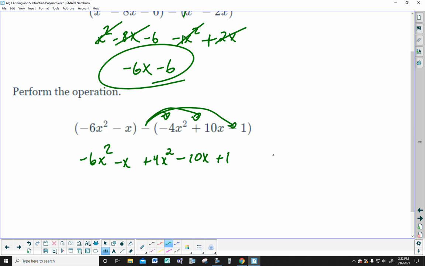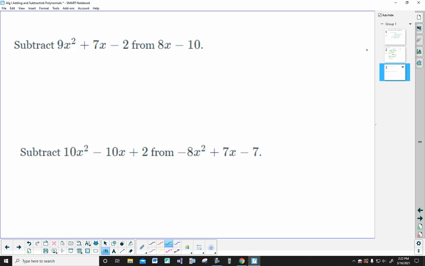Minus 4, or plus 4x squared. So minus 6x squared plus 4x squared is minus 2x squared. Notice you just are changing the coefficients. You're not changing the variable or the exponent. So these are taken care of. Minus x minus 10x is minus 11x. So these are taken care of. And then you just have this plus 1 that's there. Okay? Looks like you got one more screen.